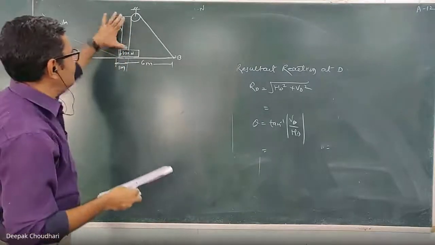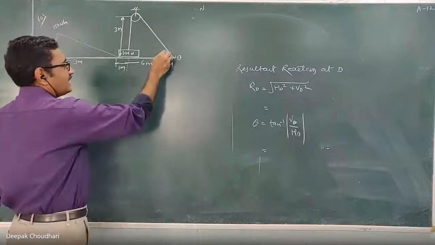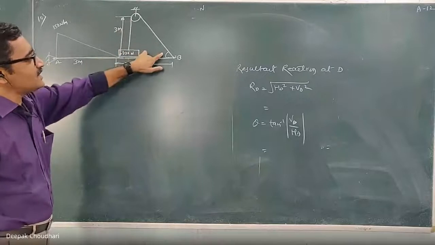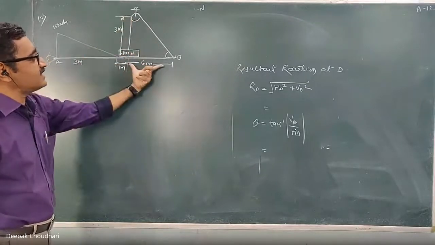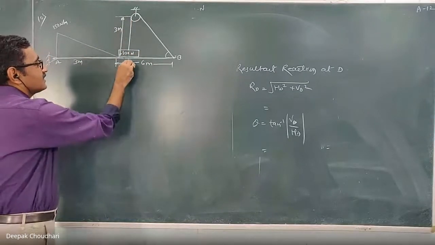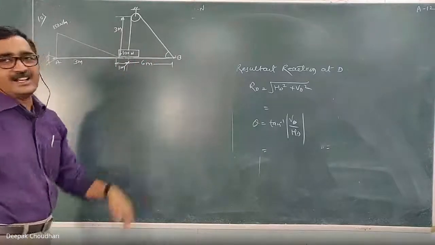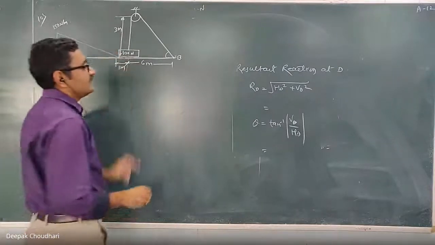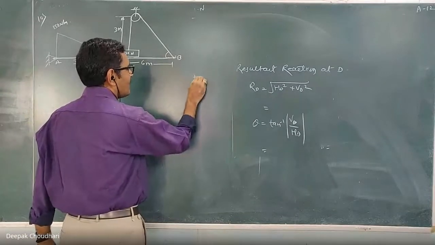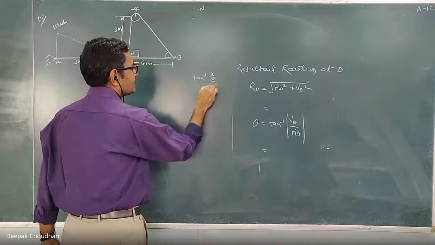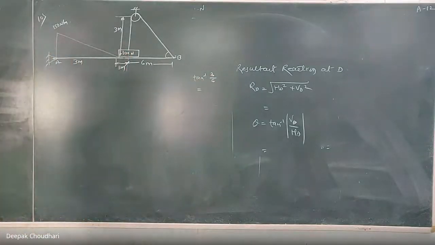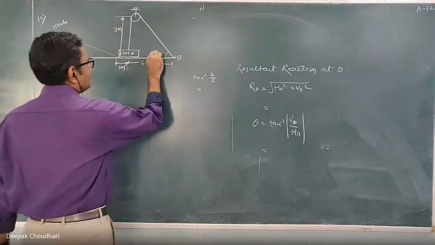Now, since this is 3 meter and this is 6 meter, we can calculate this angle. Consider this as a right angle triangle. With respect to this angle, the opposite side is 3 and the adjacent side is 6. So how much is this angle? Tan inverse of opposite side upon adjacent side, tan inverse 3 upon 6, tan inverse 1 by 2. How much is that? 26.56. So this angle is 26.56.